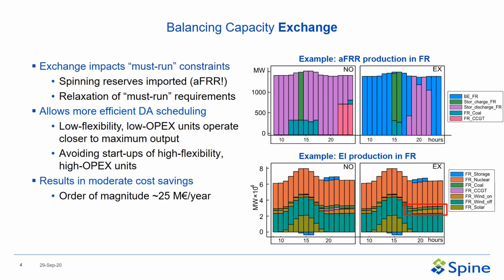So on the upper left-hand side, we see the no exchange case where CCGTs need to be started up to provide aFRR, which is not the case for the exchange case. And in turn, in the electricity production in France, as it is here depicted, we can get rid of the startup of these CCGT units. This results in moderate cost savings of about 25 million euros per year.